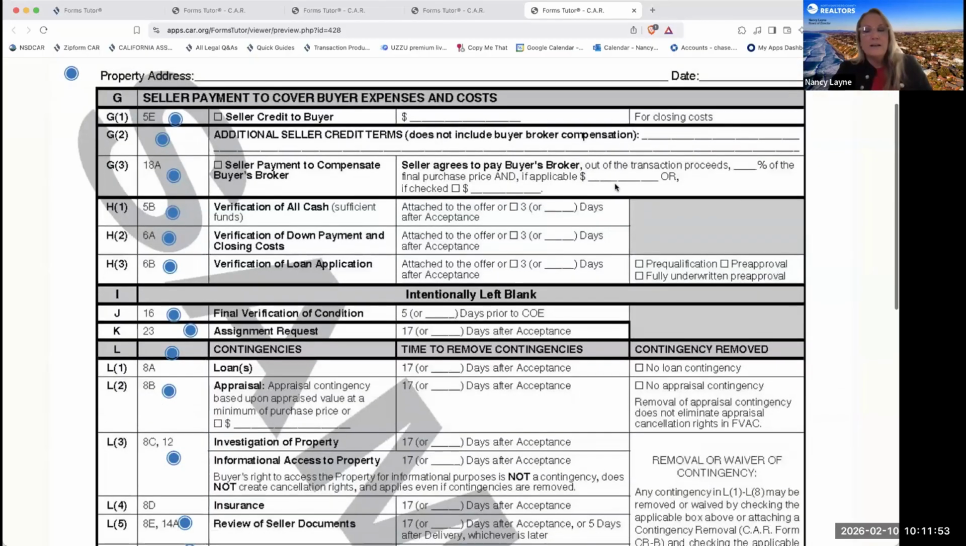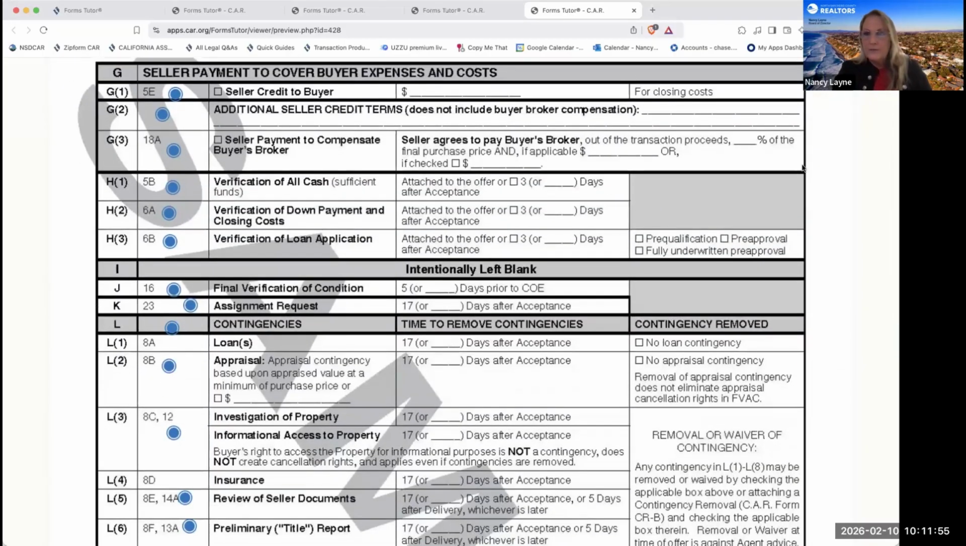The seller credit to buyer. This is where we get into a little bit of confusion with a lot of agents as to what these actually mean. So 3G1 is specific for closing costs. Any money that's notated in there is specifically for closing costs. Additional seller credit terms. We've had a lot of questions about that. That can be anything from a credit for a roof or flooring, or the seller took out grandma's chandelier and the credit is for the buyer to buy a new one, anything like that.